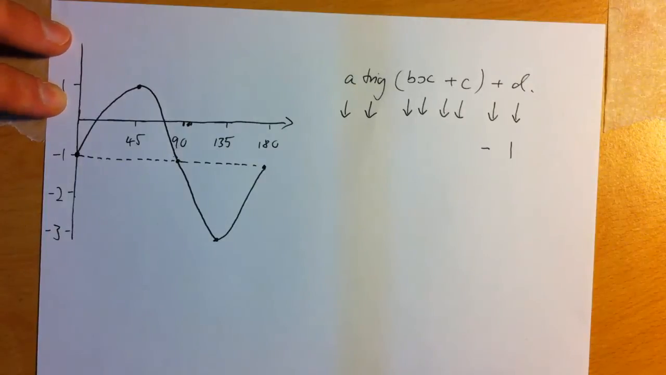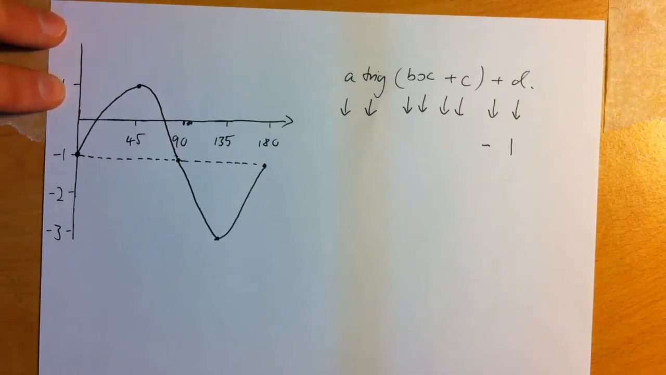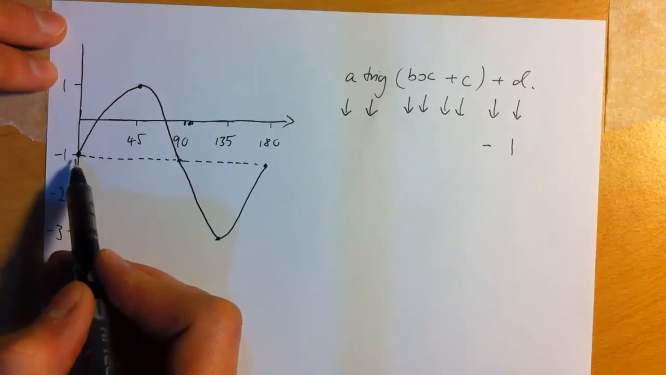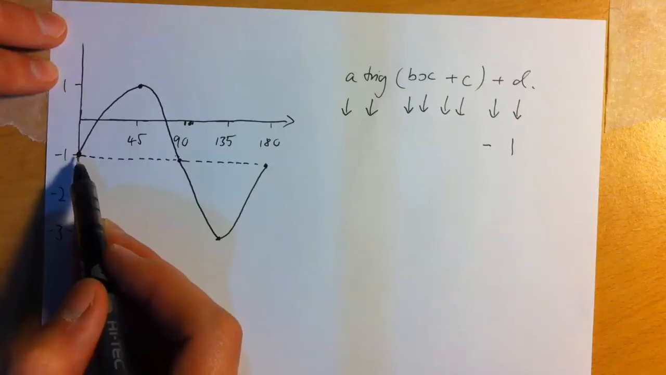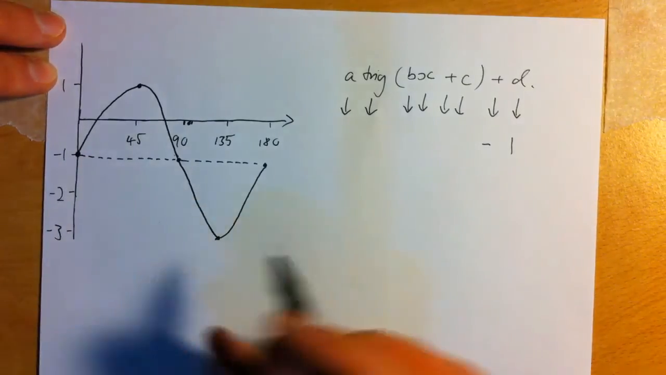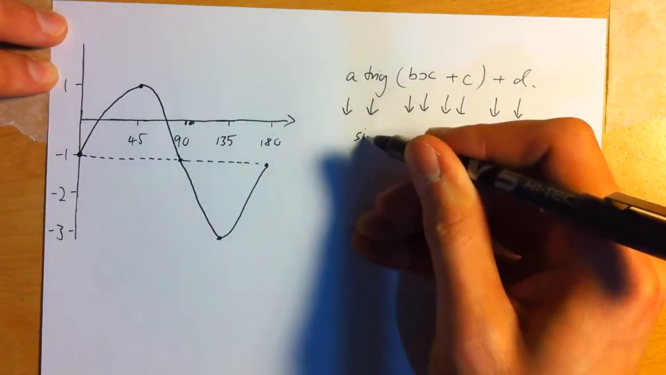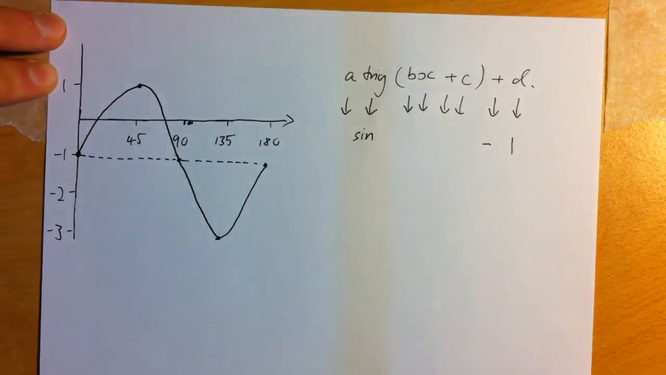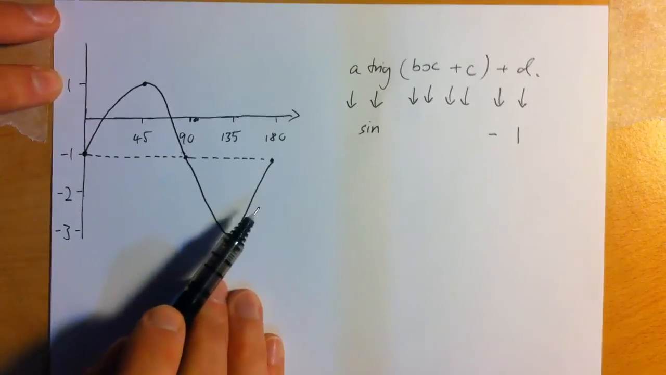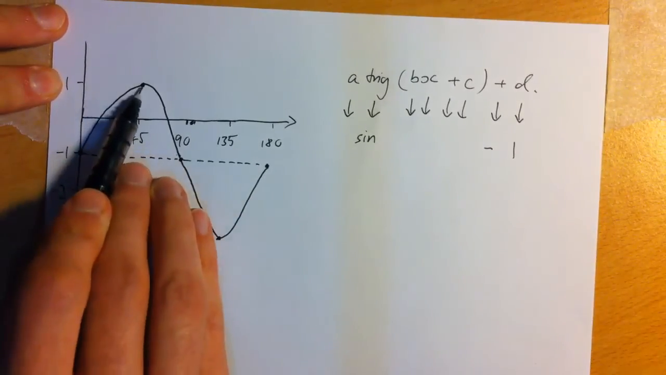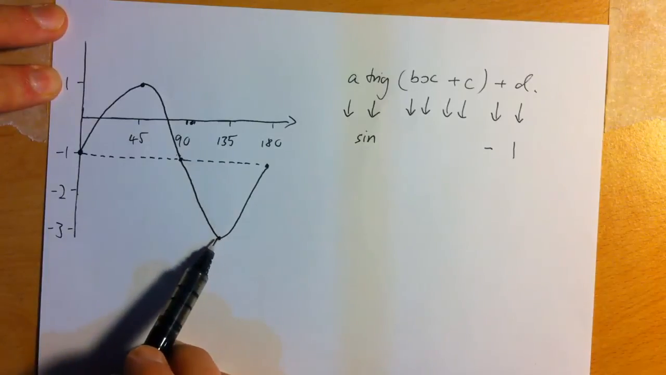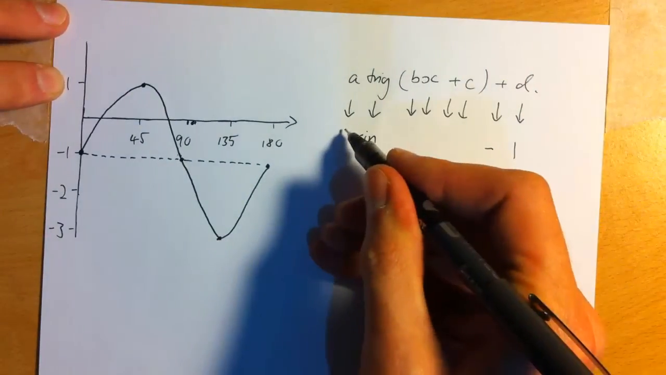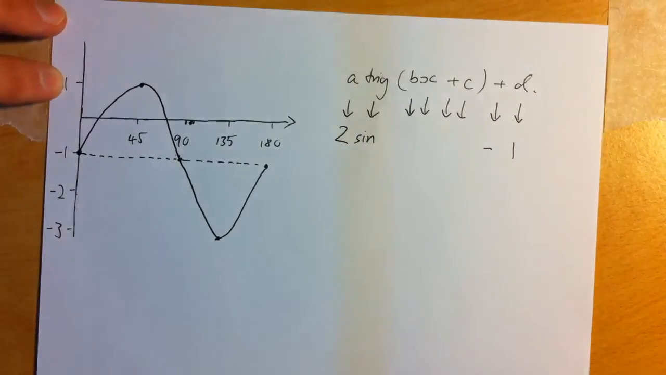Now, deciding whether it is a cos graph or a sine graph, the cos graph starts at the highest value, whereas the sine graph starts at the middle value. So I know that this one is a sine graph. Now, from the middle value, it's gone up from -1 to 1, and it's gone down from -1 to -3. So that means that this a is going to be 2.